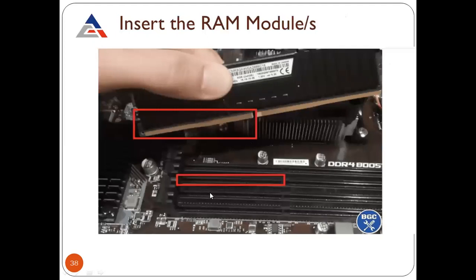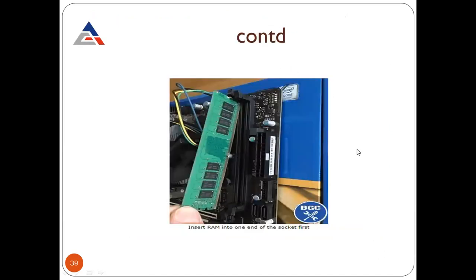Insert the RAM module. Now the slot is opened, you just need to insert the RAM module. Insert the RAM into one end of the socket first, then you can insert the RAM into the other end. It means don't insert the full RAM directly. Try to insert it on one end, then slowly insert the full RAM into the slot.